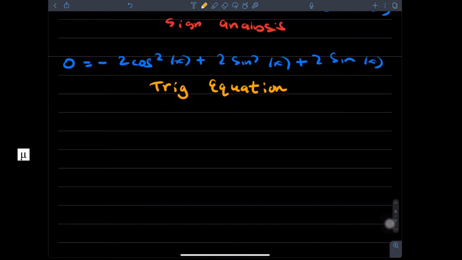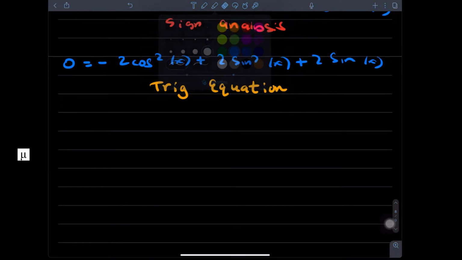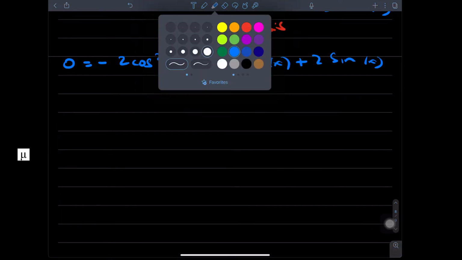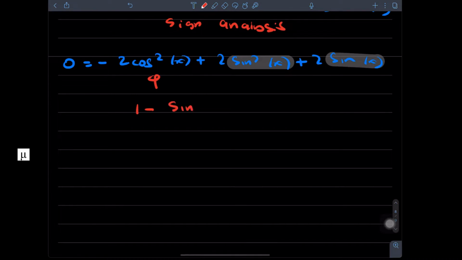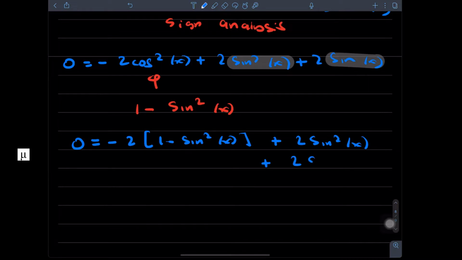All righty. You know what I see here? How you solve these equations is, notice, you have sine squared, and then you have cosine squared. You replace cosine squared with 1 minus what? Sine squared. Okay? You guys okay with that? 0 is negative 2 times 1 minus sine squared plus 2 sine squared. And then don't forget plus 2 sine x.